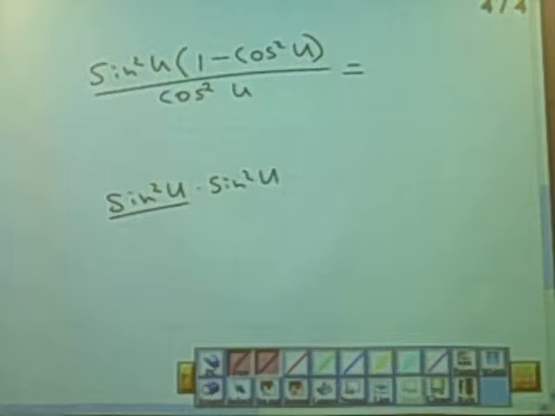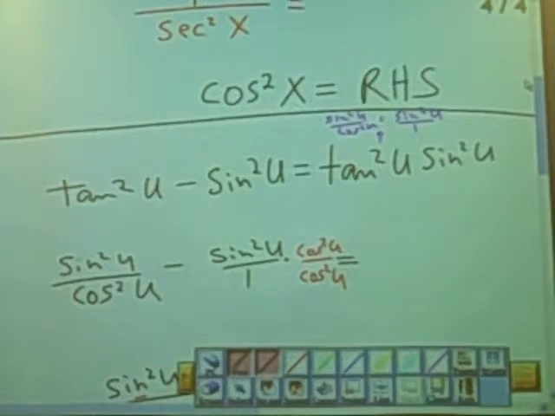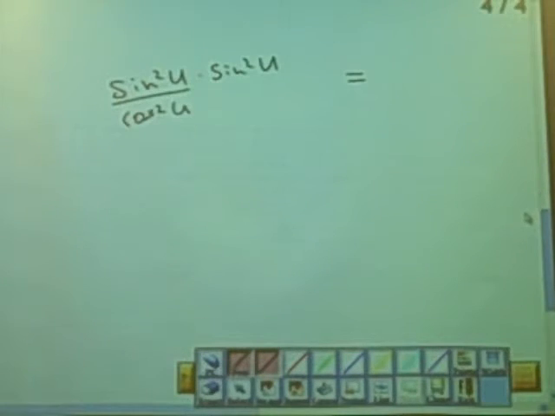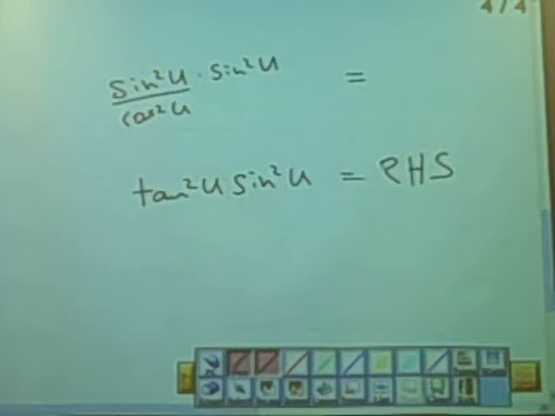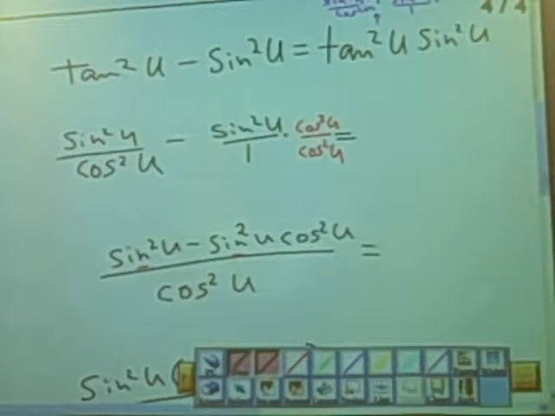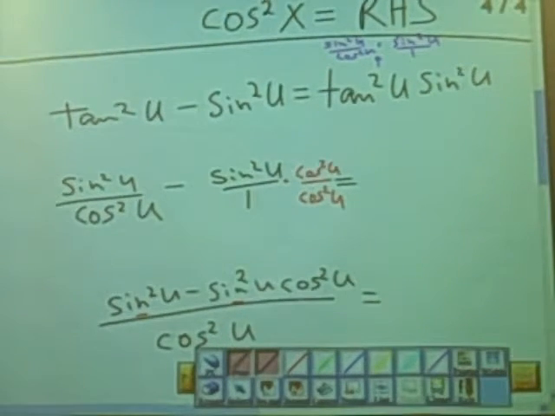Well, if we put the cosine on just the left side, cosine squared u, then you see we're down to that second to the last step. And so now we change sine over cosine to tangent squared u sine squared u, and we get it equal to the right hand side. And that's what we want.